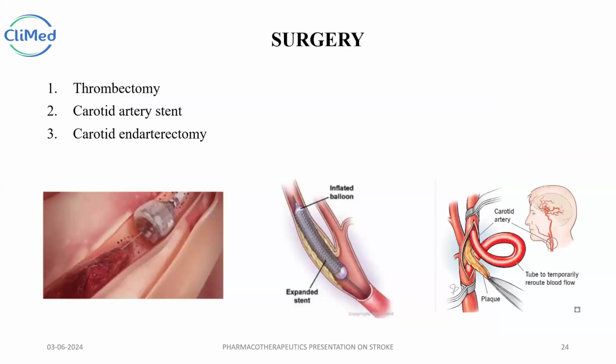Next slide. So these are the surgeries which we can perform in acute ischemic stroke: thrombectomy, carotid artery stent, and carotid endarterectomy. In thrombectomy, we put a stent into the vessels and suck out the clot over there. In carotid artery stent, as in heart surgeries, we place a stent where there is injury, and we can increase the diameter of the vessel. In carotid endarterectomy, we manually remove the plaque from the site.